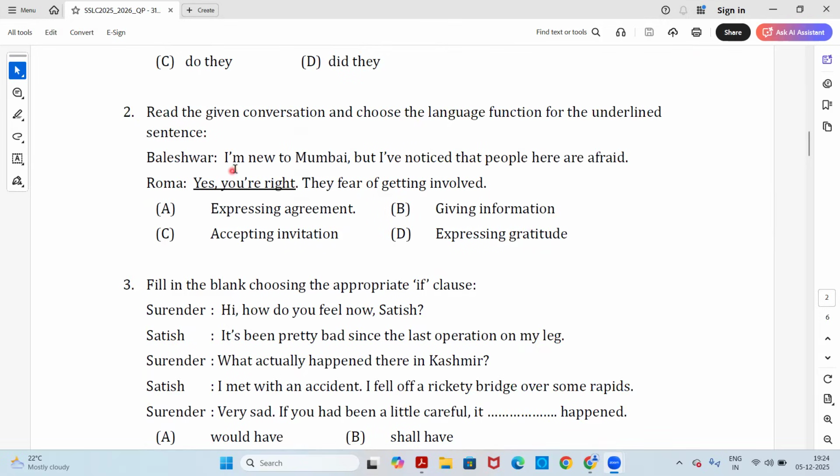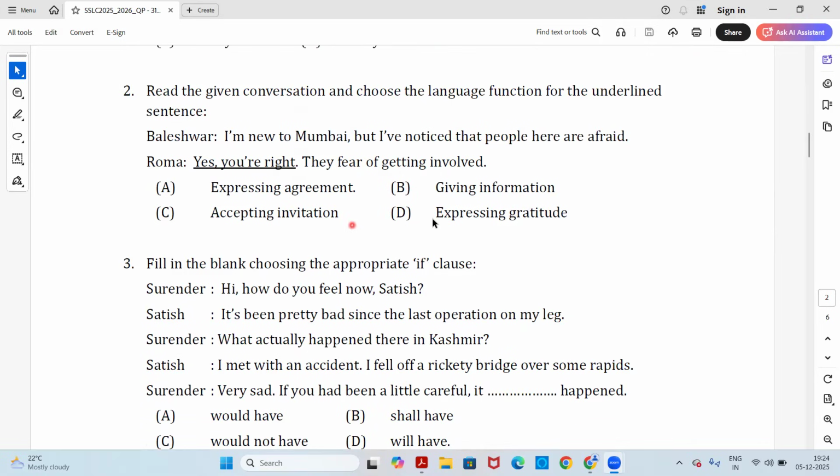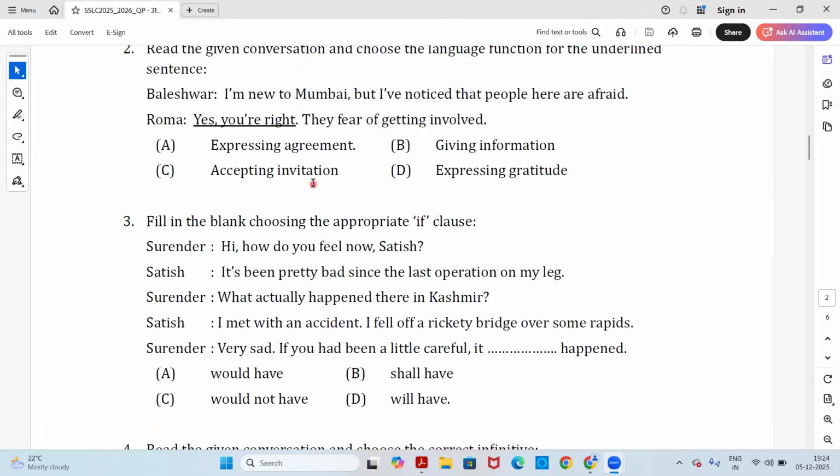So you have a sentence conversation here, and you can see that yes, you are right. This is the underlined word. So what is the language function of this? There are four options given. Whichever is the correct, again, write the entire thing, the option and the correct answer given against it.